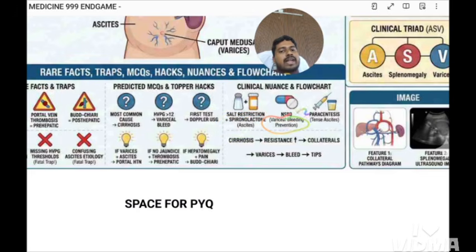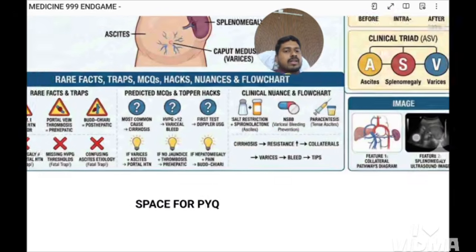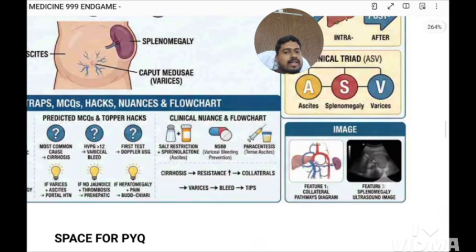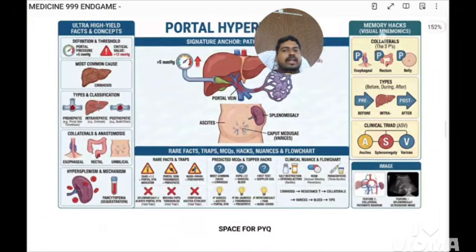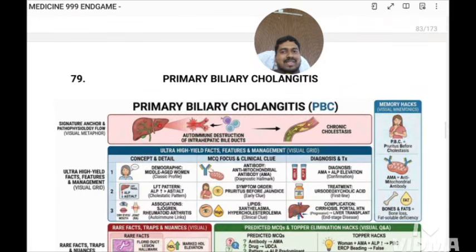In case of variceal bleed, we use a non-selective beta blocker, that is propranolol. And in case of tense ascites, massive ascites, we do paracentesis, which is basically drainage of the peritoneal fluid. So I think I have explained almost everything here. This diagram shows the collaterals, and this splenomegaly on USG. I have explained almost everything related to portal hypertension, and you shouldn't commit any mistakes with this.